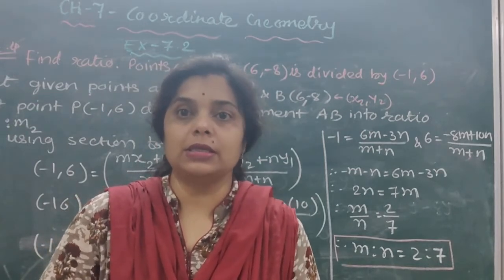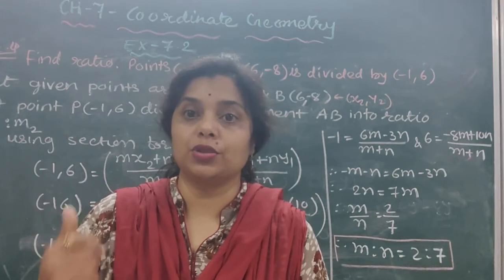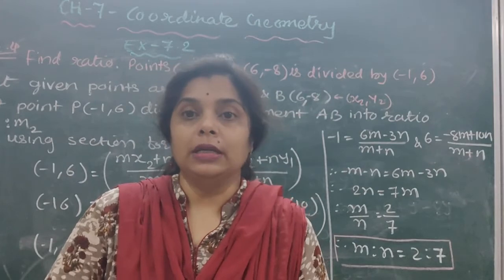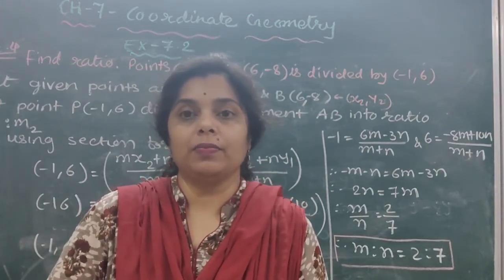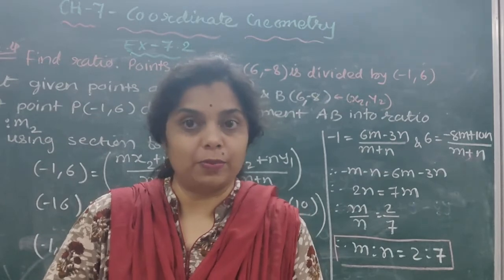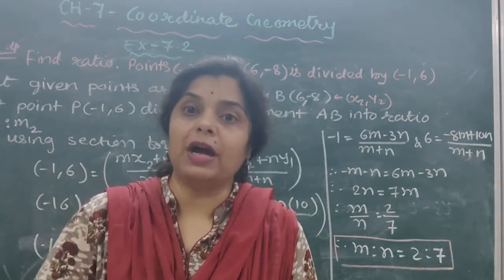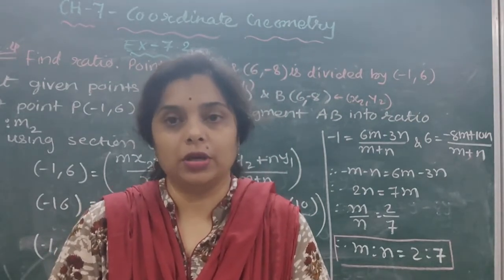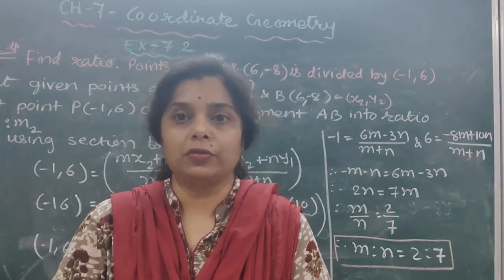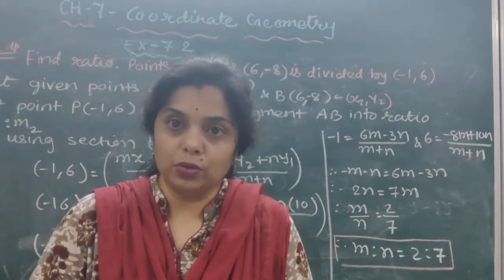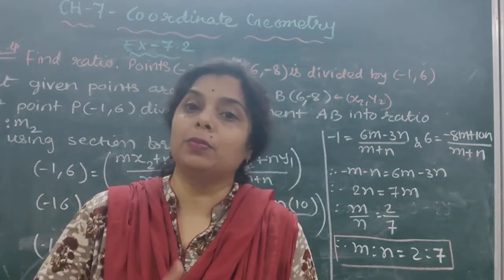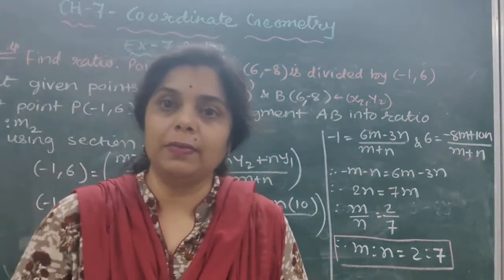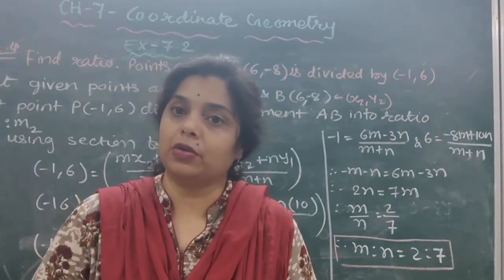But now in this 7.2 example, question number 5, which we are going to do today, the endpoints are given, the point which divides the line segment, those coordinates are also given, and they are asking to find the ratio. So let's start: how to find the ratio if the two endpoints of a line segment and the point which divides the line segment are given. Those three things are given, and the fourth thing, the ratio, we have to find.